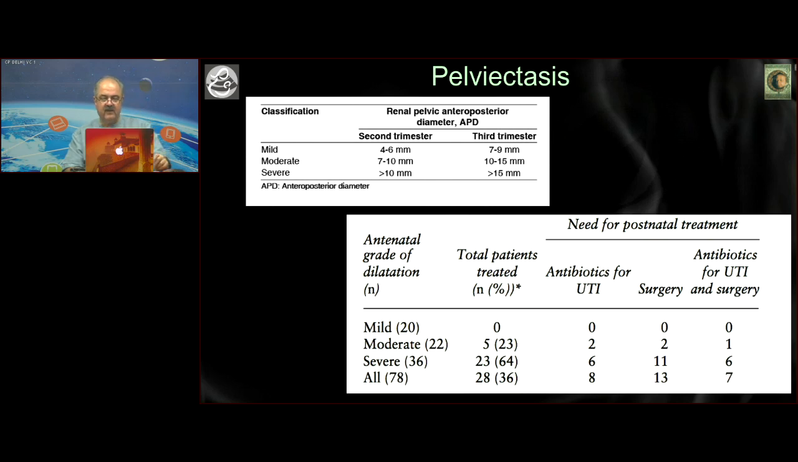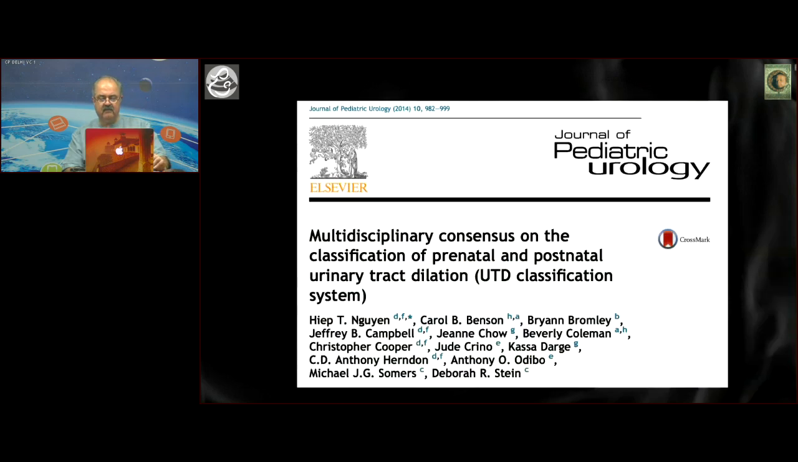classification, which is published now in several places. This is no longer that new. This came out first in 2014 and has been in extensive use for the past 5 years. And this was a multidisciplinary consensus on the classification of prenatal and postnatal urinary tract dilatation and what we should be using. The first time it was published was in the Journal of Pediatric Urology, but now it's available in several other journals. And it replaced our older one.